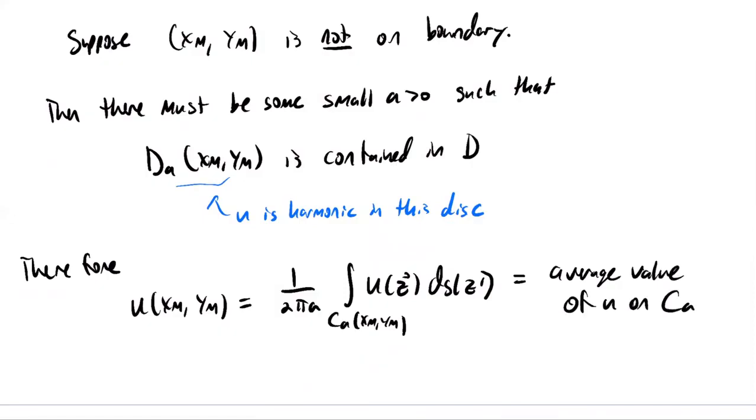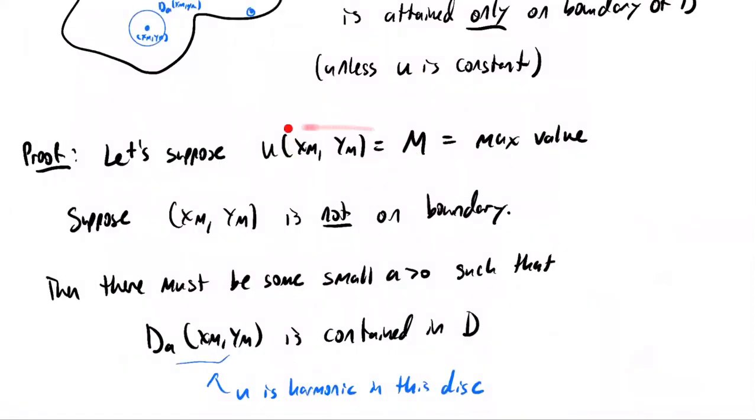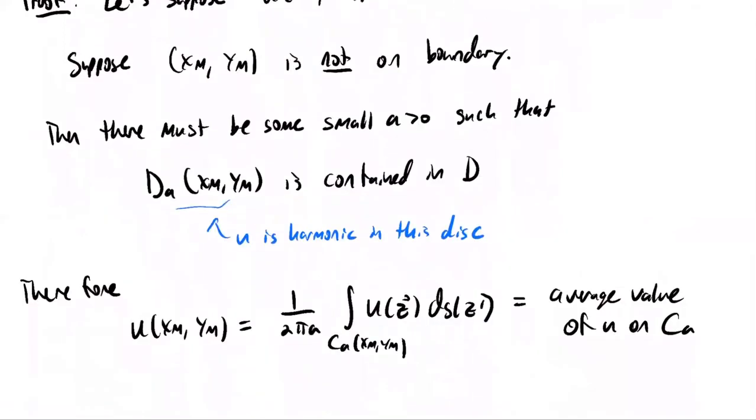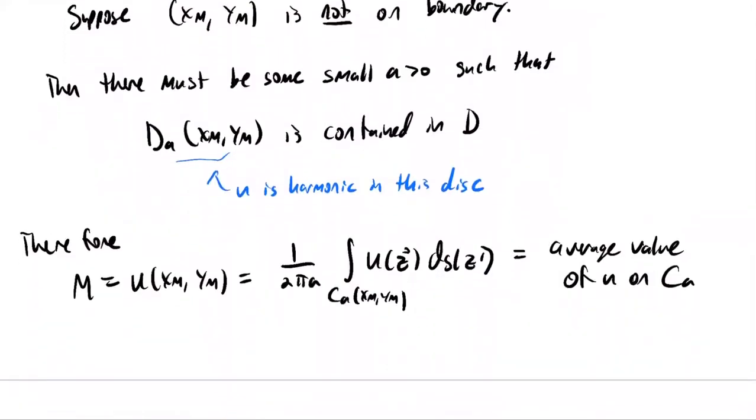Right. Well, on the left-hand side here, we have U of xm, ym. Remember, this was the point where the maximum is attained. So U is equal to the maximum value here. So we get M is equal to this. And this is true for all A small enough. Right.